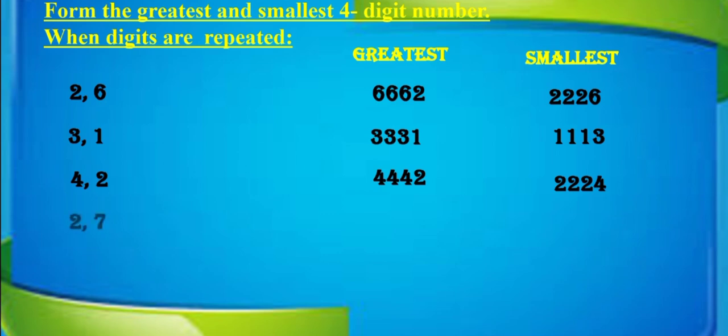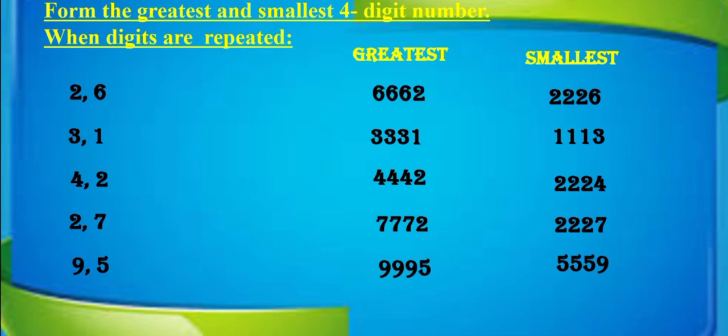Next, 2, 7. So what will be the greatest number? 7772. And the smallest number is 2227. Next, the digits given are 9, 5. So what will be the greatest number? 9995. And the smallest number is 5559. Is it clear, children?